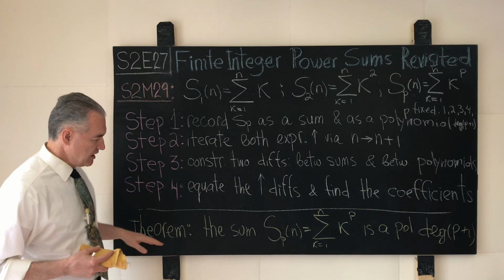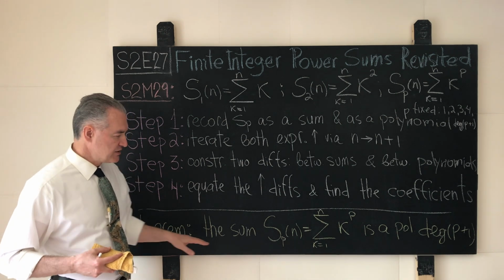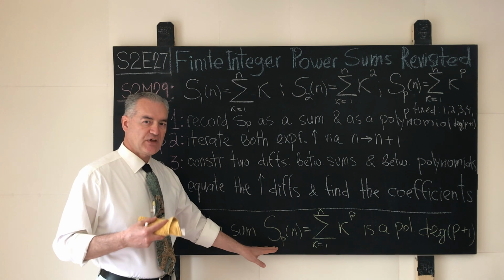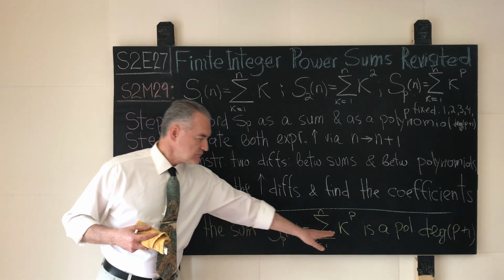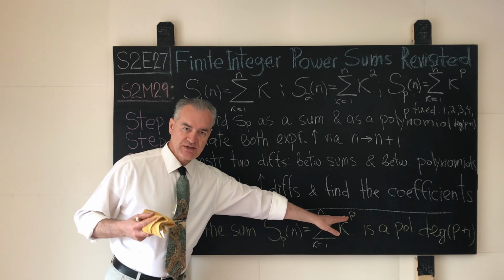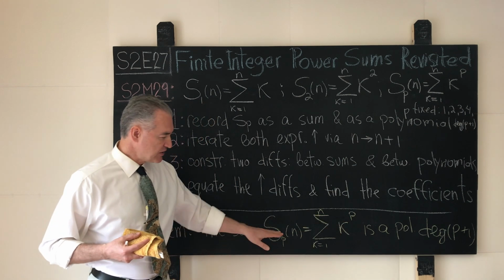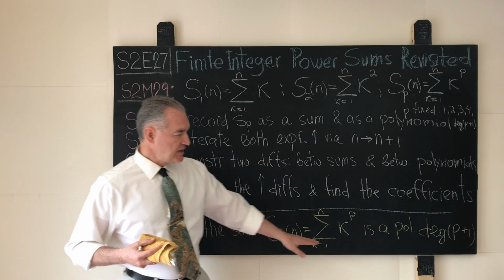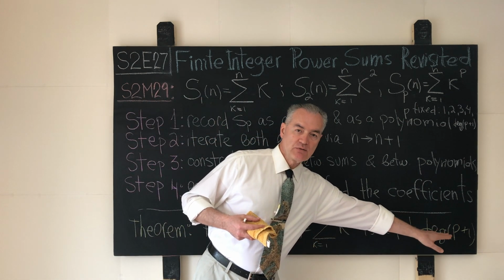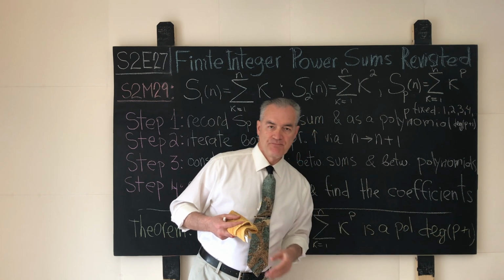That is, according to that theorem, the finite sum of integer powers, where the power p is fixed and given ahead of time, as a function of n is indeed a polynomial of degree p plus 1, precisely p plus 1.